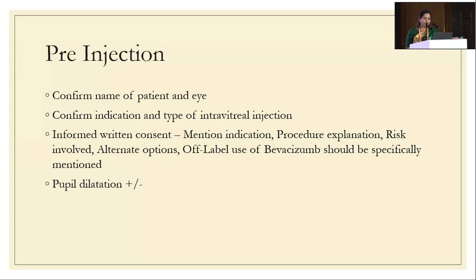So pre-injection, always confirm the name of the patient and the eye of the patient, and confirm again the indication and the type of the intravitreal injection. When you are using bevacizumab, because it is off-label use, it is very important to explain all the other options to the patient also.